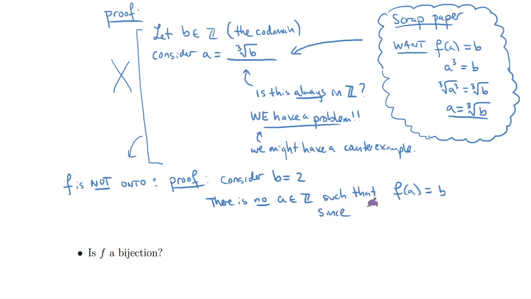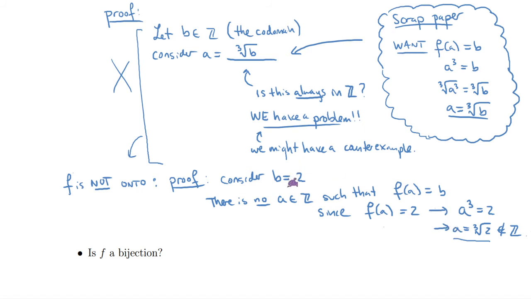Since f of a would be equal to 2, that would imply a cubed is equal to 2, which would imply a is equal to the cube root of 2, and that's not an integer. So there's no integer such that this is true, because if it were, you would have to force a to be the cube root of 2. So this is your counterexample to show that it's not onto. You found something that's an integer that's not in the range, right?